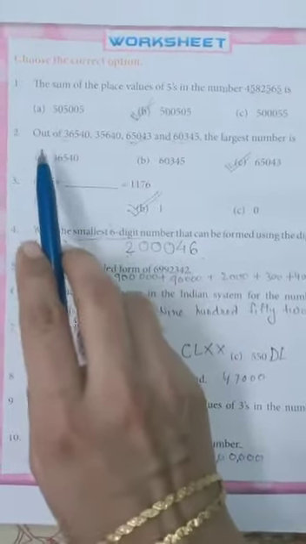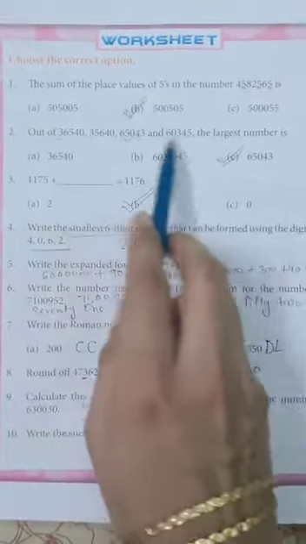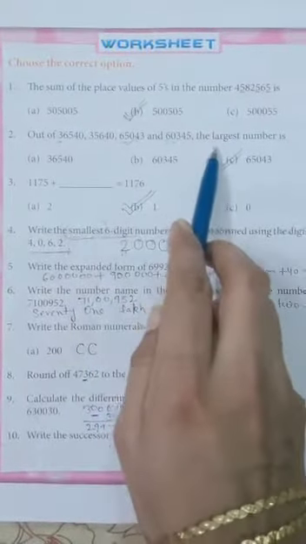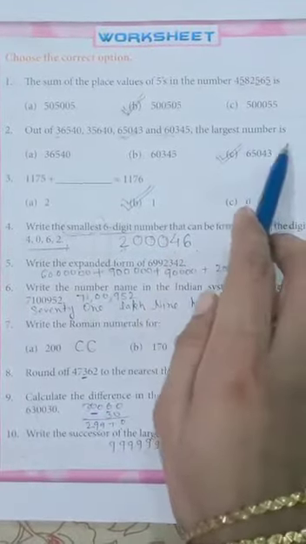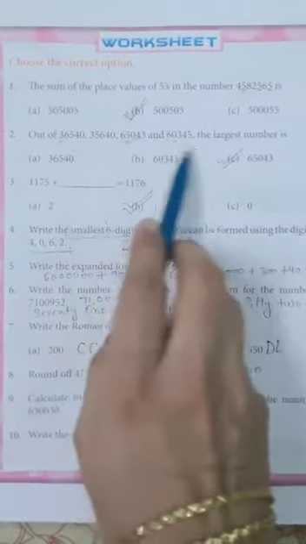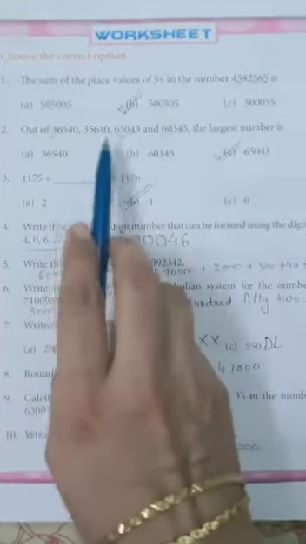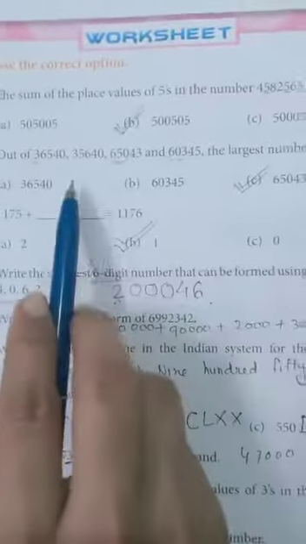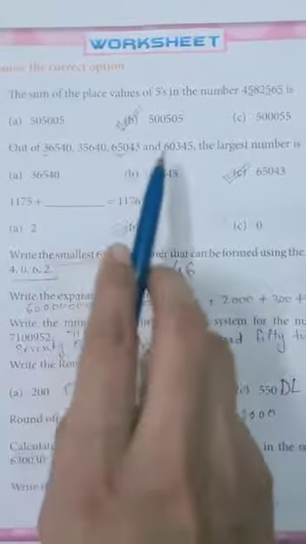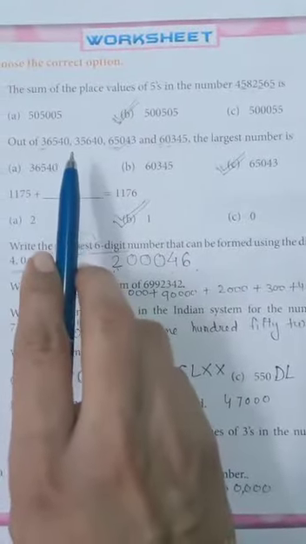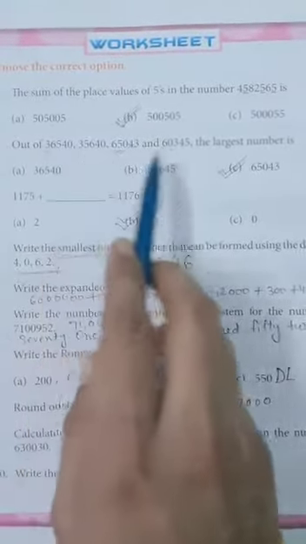Now come to question number 2. I read it: out of these given numbers, find out the largest number. These are the options 1, 2, 3 and 4. Four numbers are given here, and you have to find the largest among them. So simple, we have to compare these numbers.